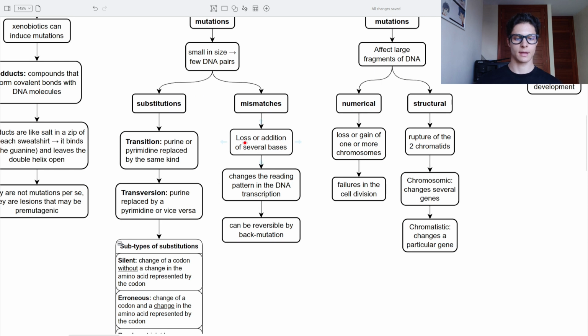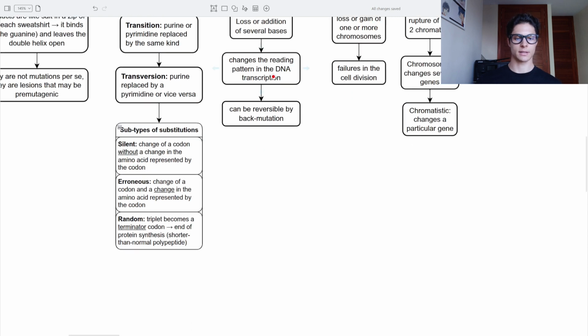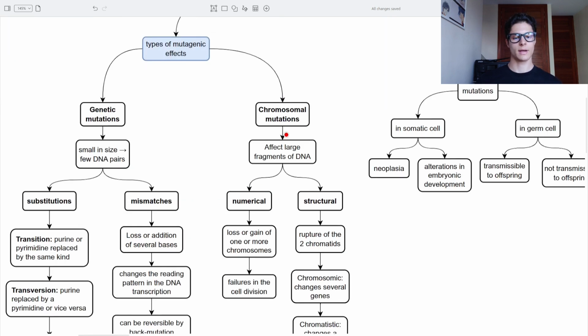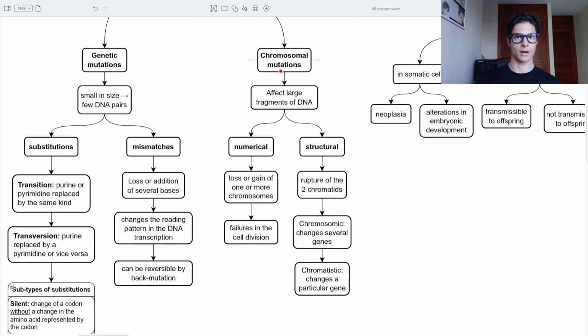Mismatches, on the other hand, are the loss or addition of several bases. There are changes in the reading pattern of the DNA transcription, and these can be reversible by back mutation. Then we have the chromosomal mutations. They affect a large fragment of DNA. Indeed, chromosomes are very large parts of DNA.